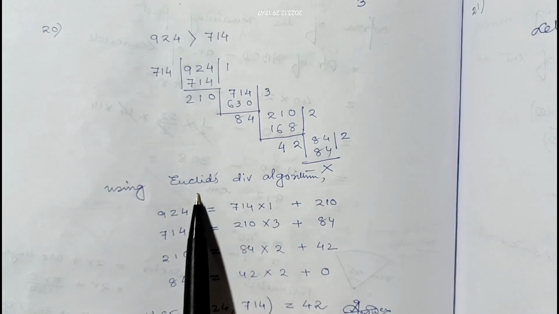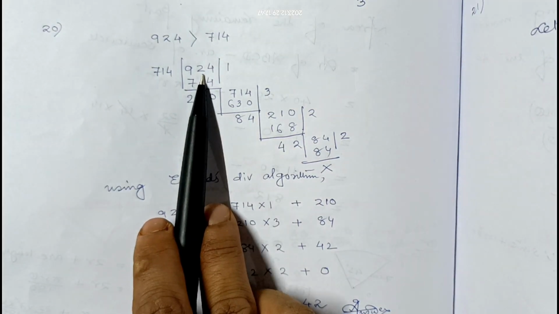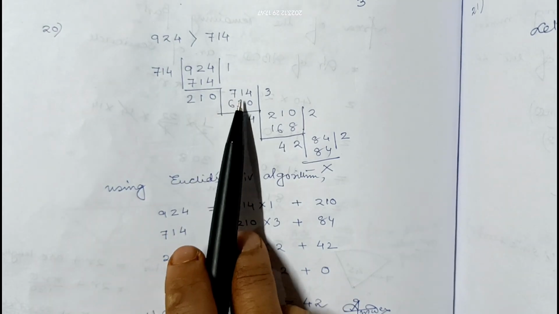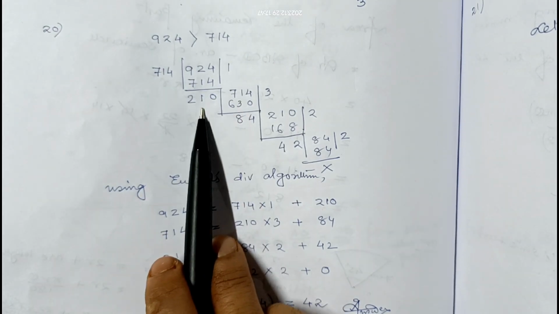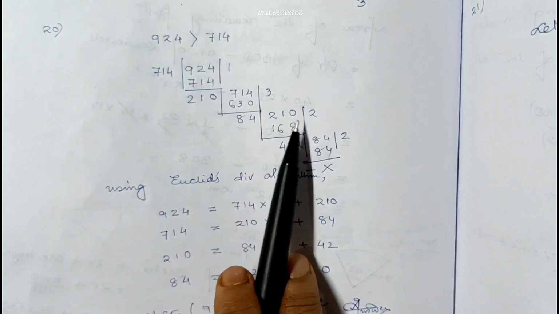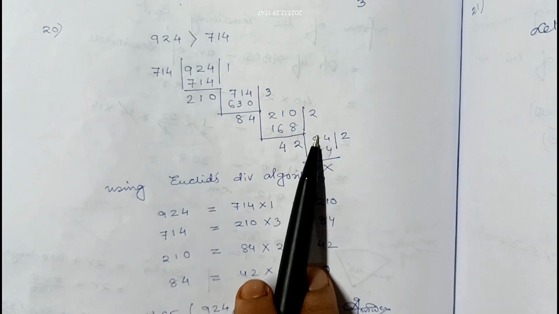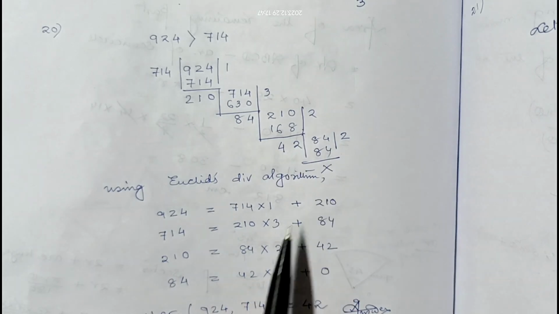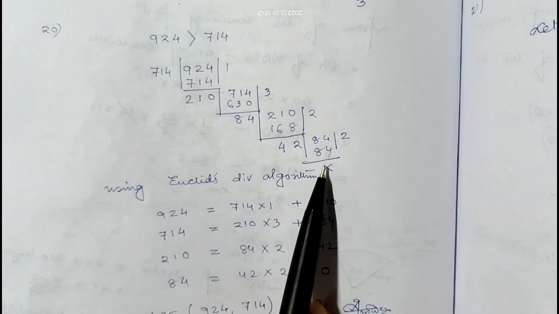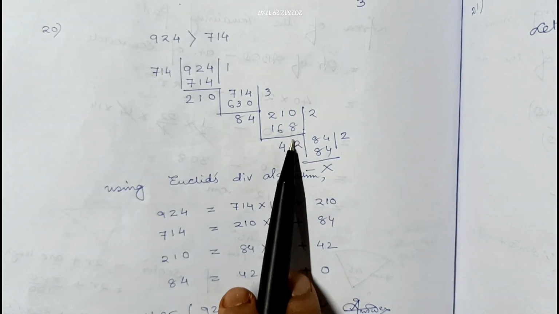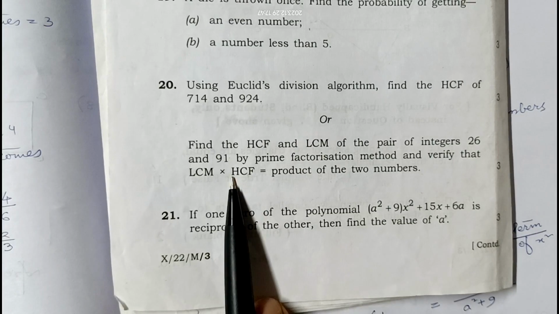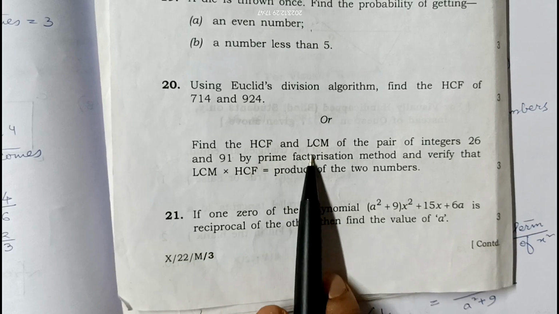So we can write by Euclid's division algorithm, 924 is 714 into 1 plus 210. 714 can be written as 210 into 3 plus 84. Then 210 can be written as 84 into 2 plus 42. And 84 can be written as 42 into 2 plus 0. So this way you write, since in the last step when remainder is 0 we have divided by 42, therefore required HCF is 42.